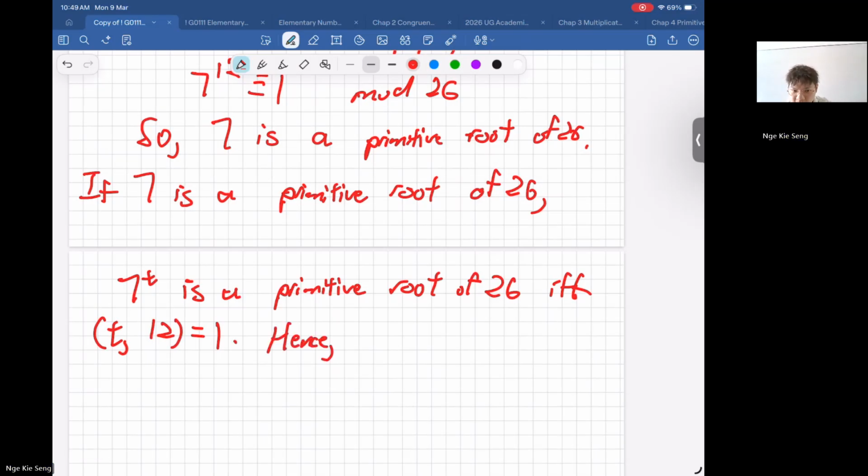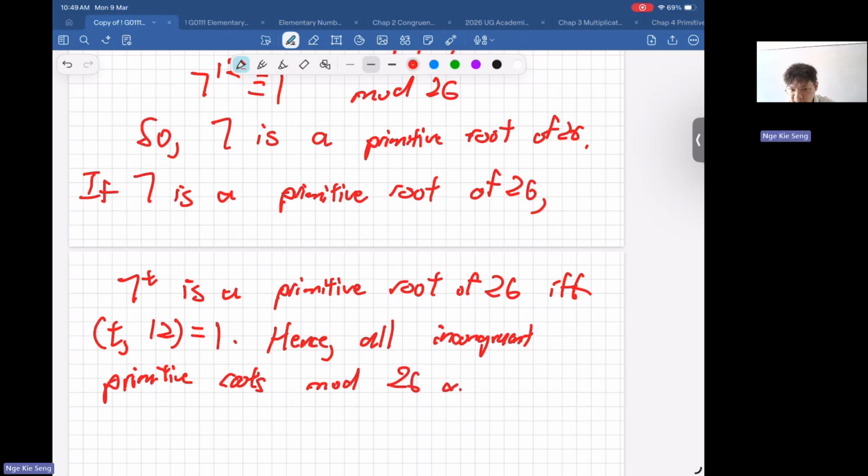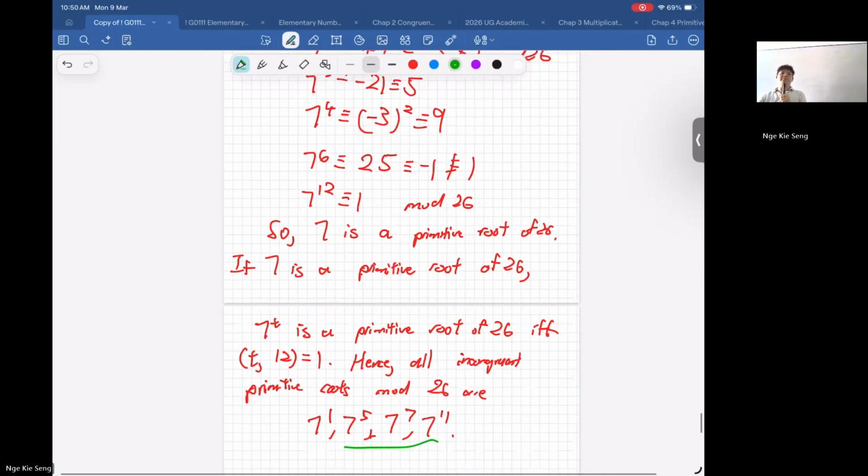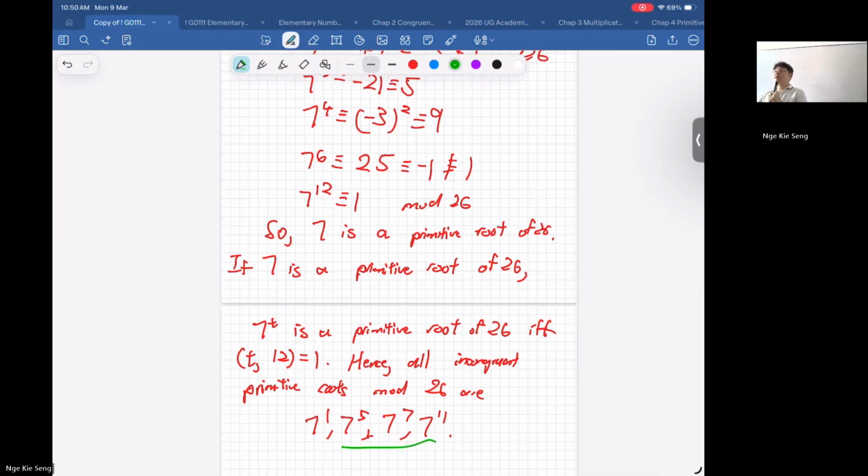Hence all incongruent primitive roots mod 26 are 7^1, 7^5, 7^7, and 7^11. Then you can try and check what these are. Maybe you can try and check what these are. So far, any questions? No? Okay.